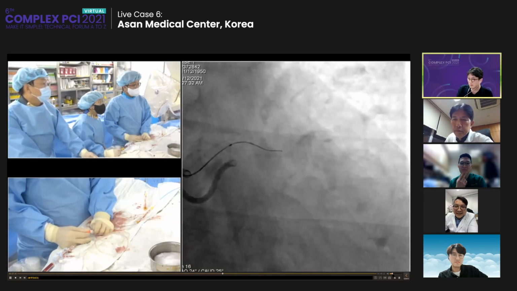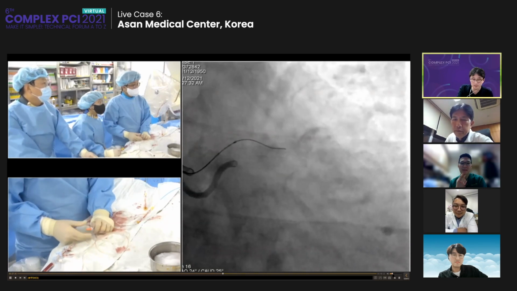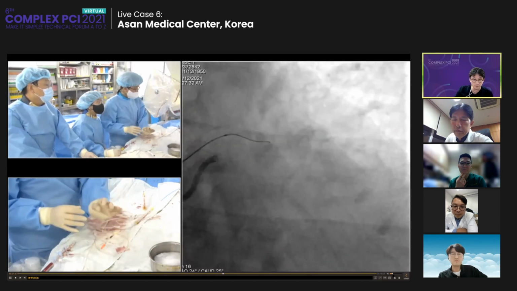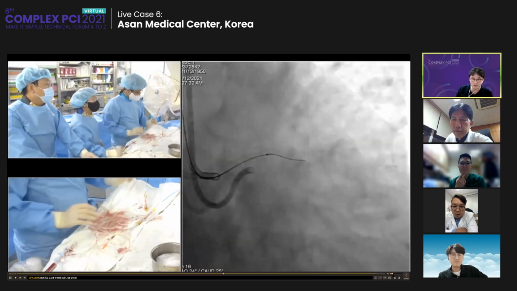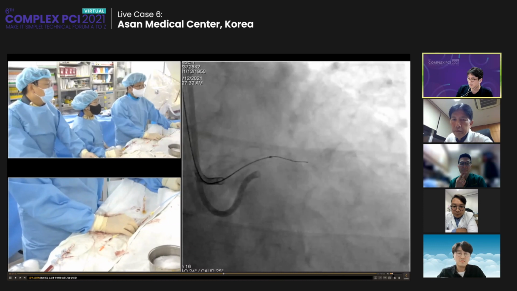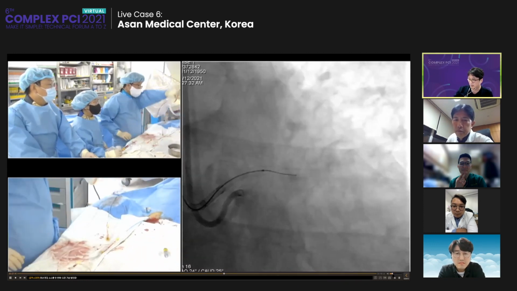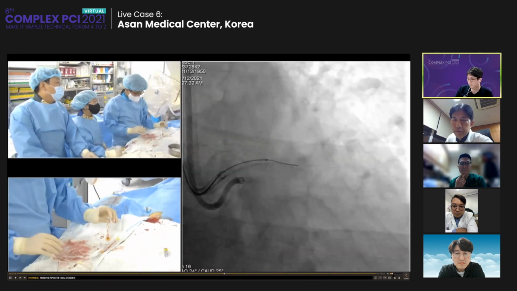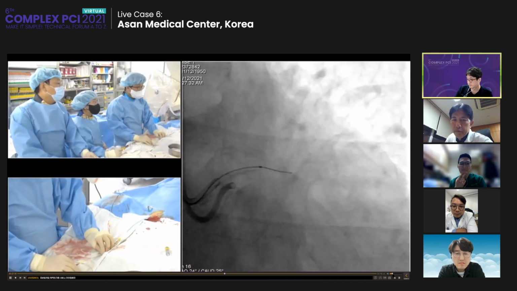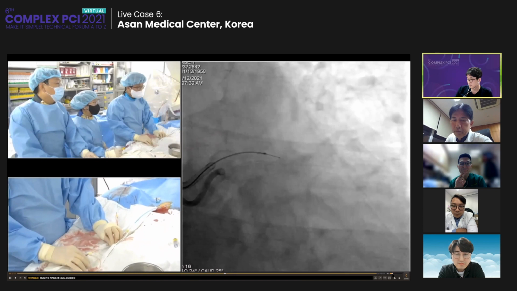Okay, you saw that the wire was relatively straight in another view, but maybe in this counter view, the wire was far apart with my guiding in the distal LAD. So I took a chance to relocate my wire a little bit in this position. Advance the microcatheter a little bit farther, like this. Okay.